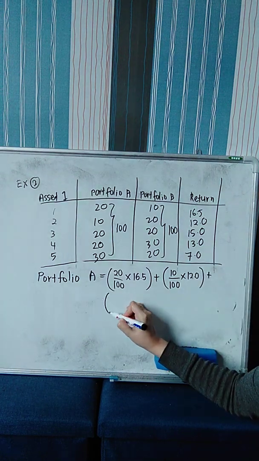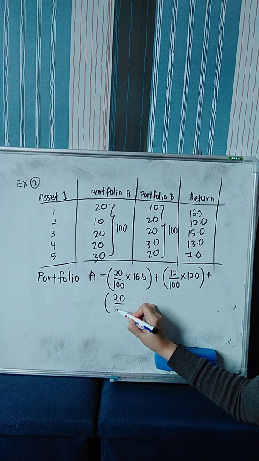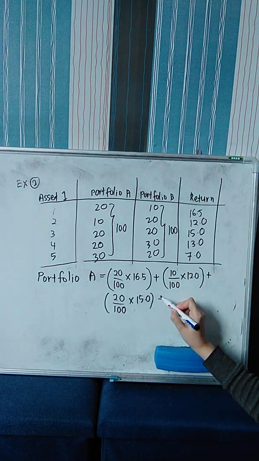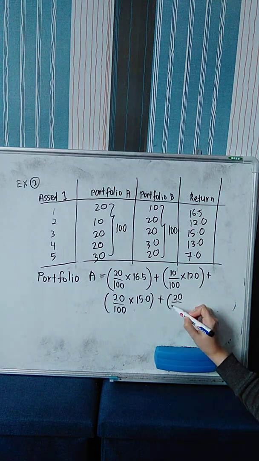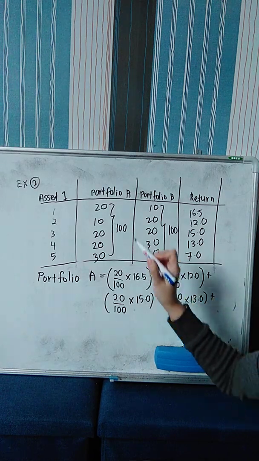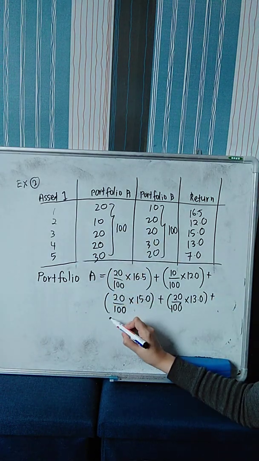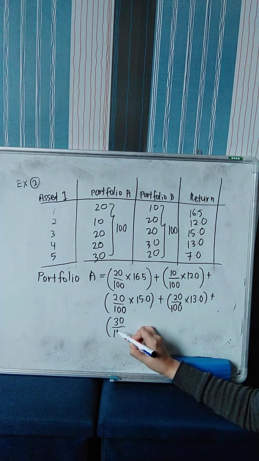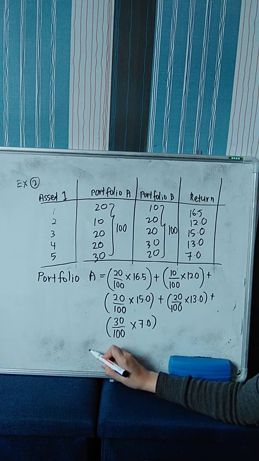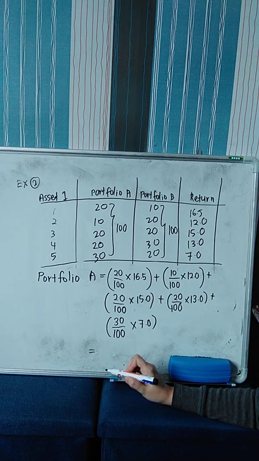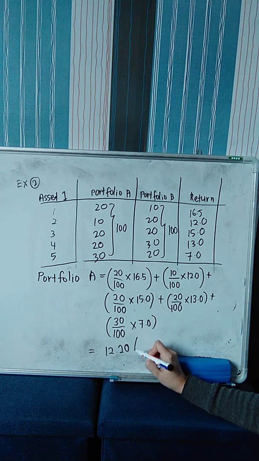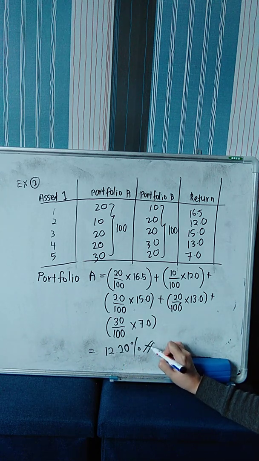Next, 20, you divide 100, you times 15.0. Next, 20, you divide 100, you times with 13. And the last, for asset 1, portfolio A, 30, you divide 100, you times with the return 7%. So the final answer, when you are done calculating, the answer is 12.20. This is for portfolio A.